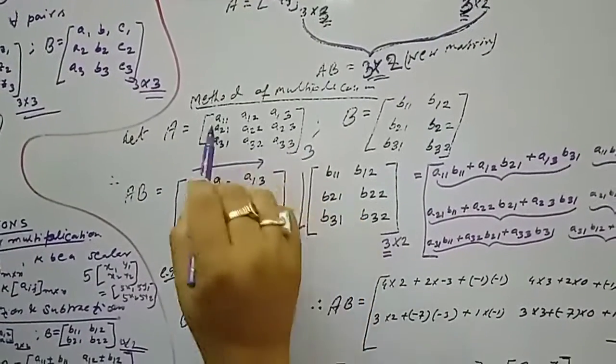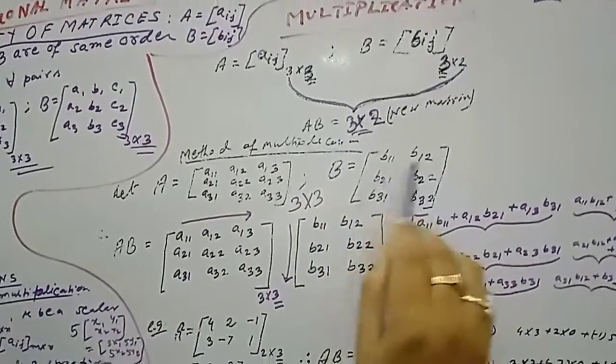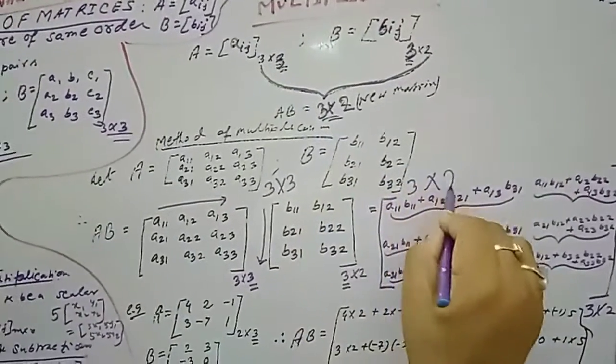There are 3 rows. How many columns are there? There are 3 columns. And how many rows in B? 1, 2, 3. There are 3 rows. And how many columns are there? There are 2 columns. So it is 2.